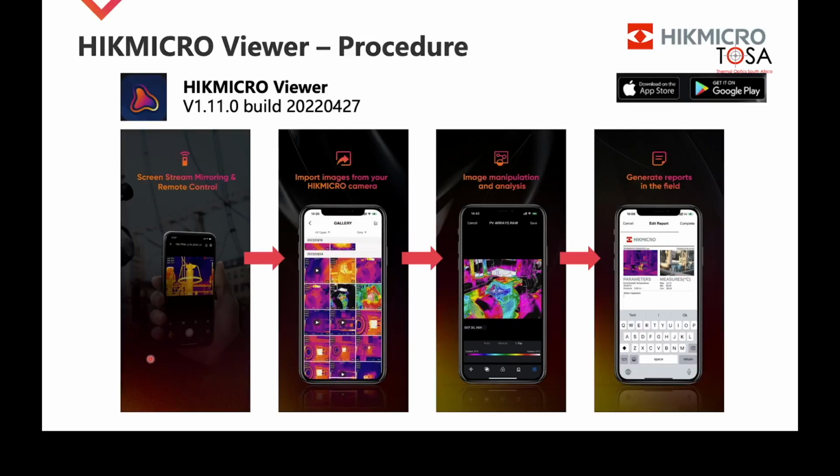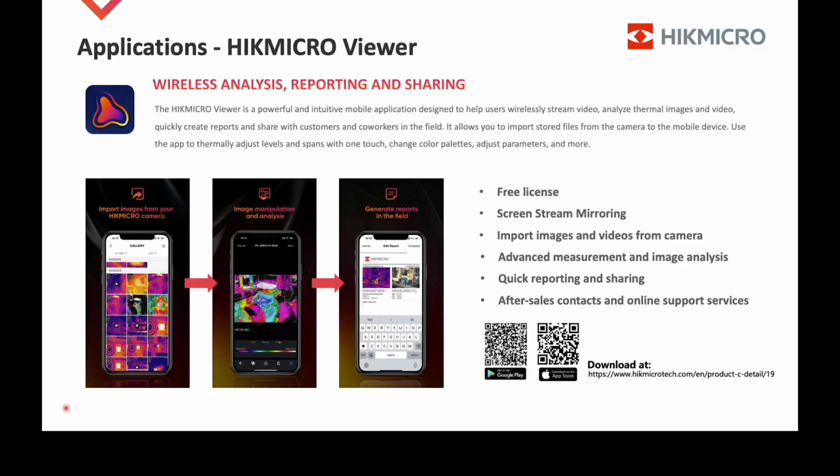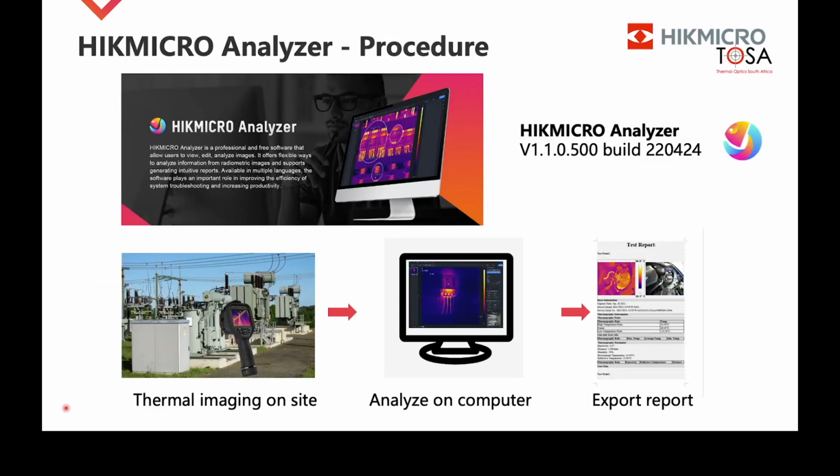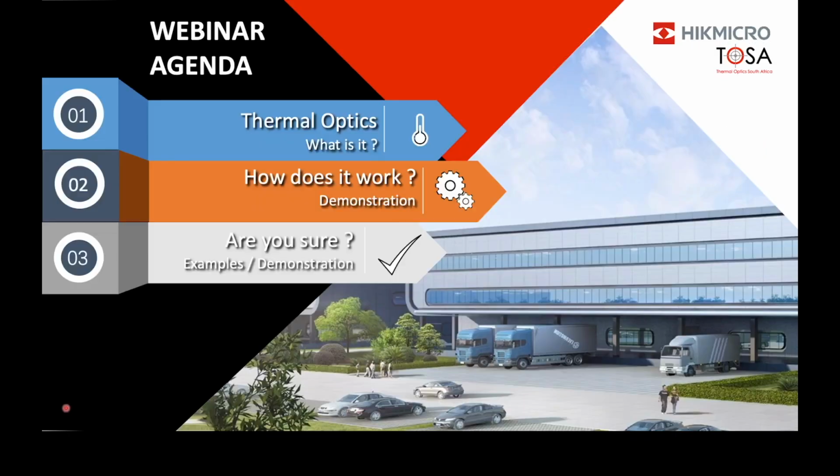Okay, so as far as the included software is concerned, I've already shown you the viewer. That was the one that we saw on the mobile phone. There you can see the different images, the capabilities that I've actually shown you. There's just more about it. I've actually shown you that reporting capability already. Then the analyzer was the software that we looked at previously. We can analyze it on the computer, and I've shown you how we can export a report. And again, this is free software that you get when you buy a thermal camera from HIC Micro.